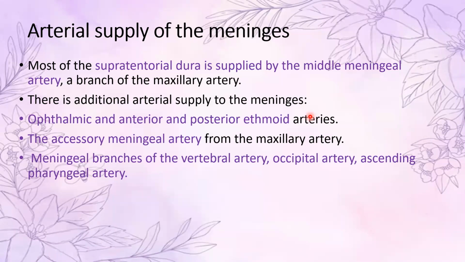The blood supply of the meninges. Most of the supratentorial dura is supplied by the middle meningeal artery, which is a branch of the maxillary artery, while there is additional blood supply to the meninges that comes from the ophthalmic and anterior and posterior ethmoidal arteries, from the accessory meningeal artery, and also the vertebral, the occipital, and the ascending pharyngeal arteries, which send meningeal branches.